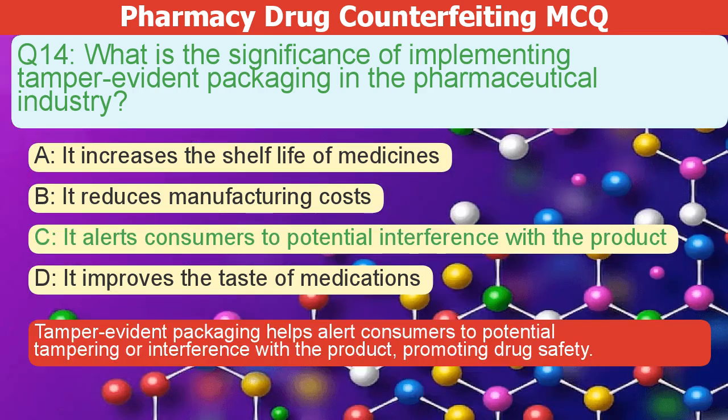The correct answer is C. Tamper-evident packaging helps alert consumers to potential tampering or interference with the product, promoting drug safety.